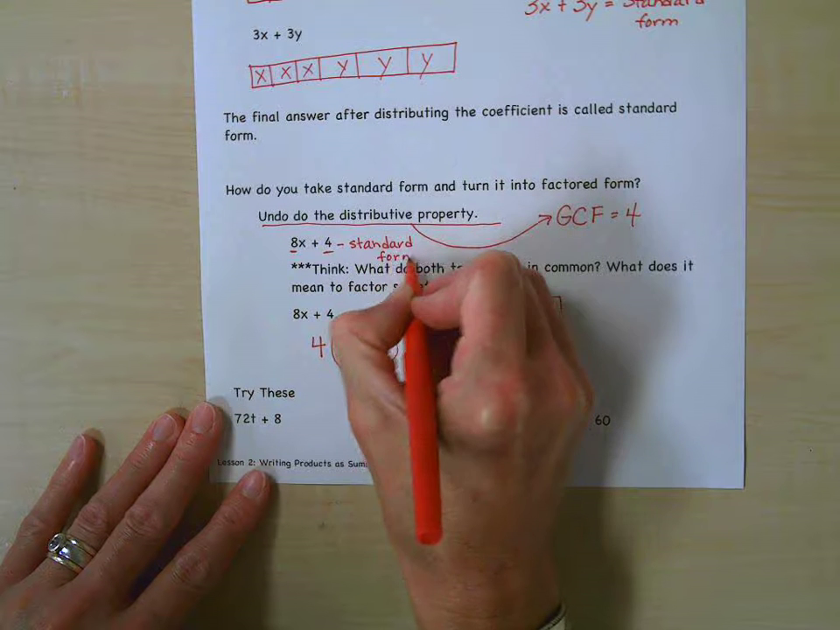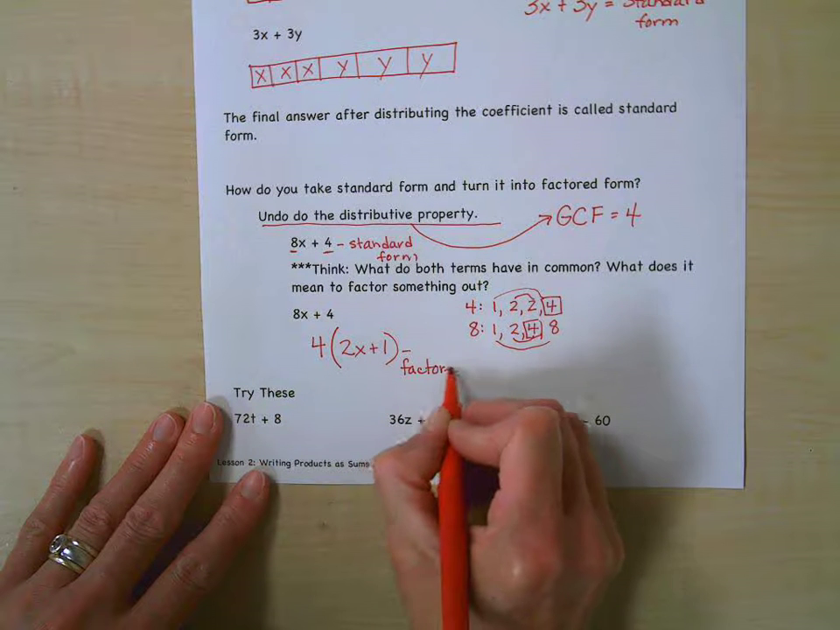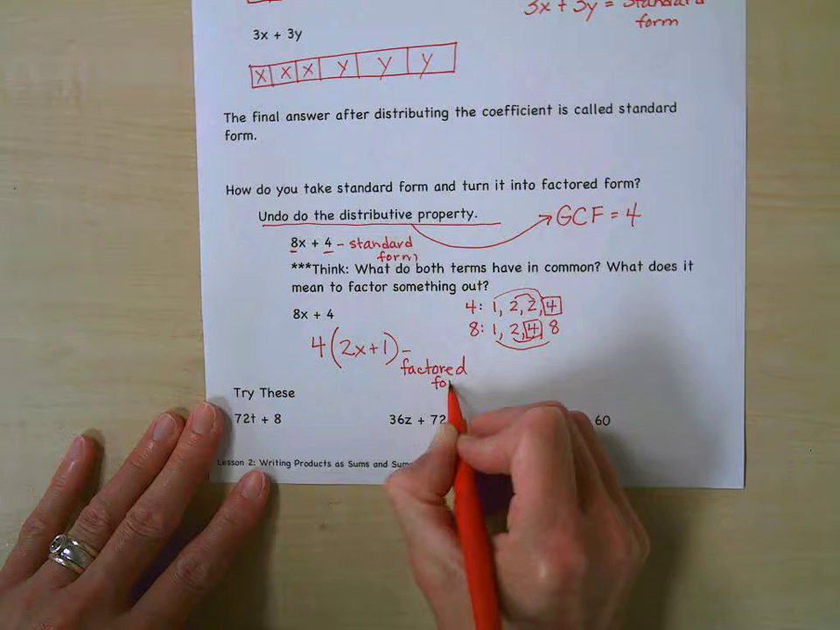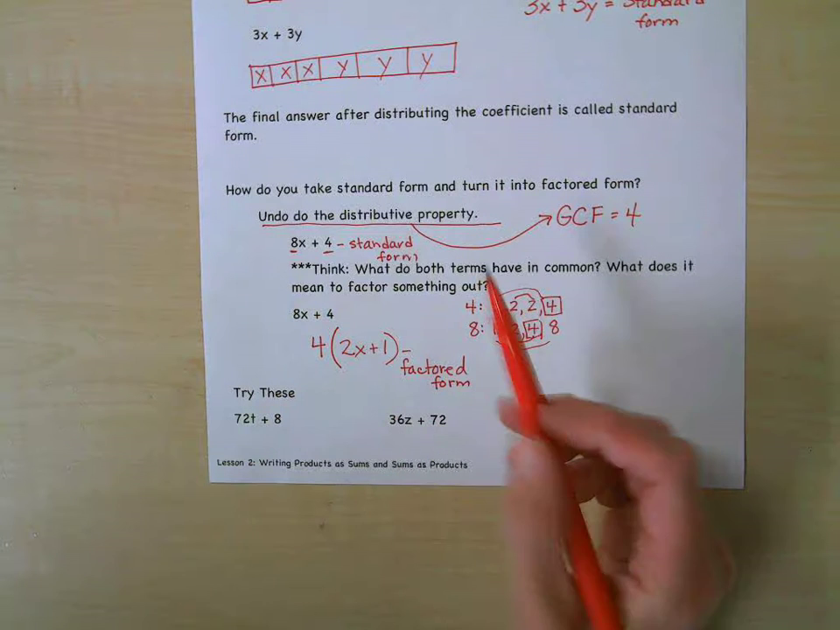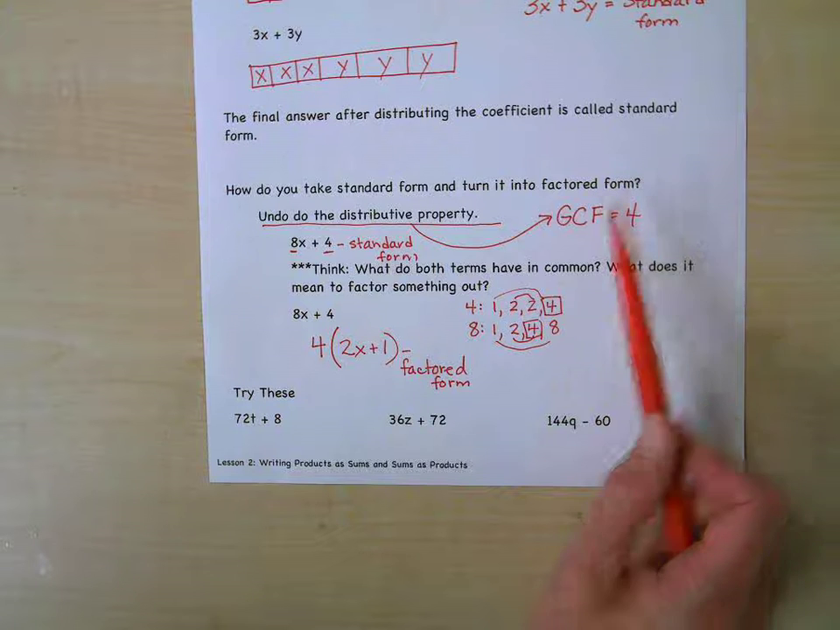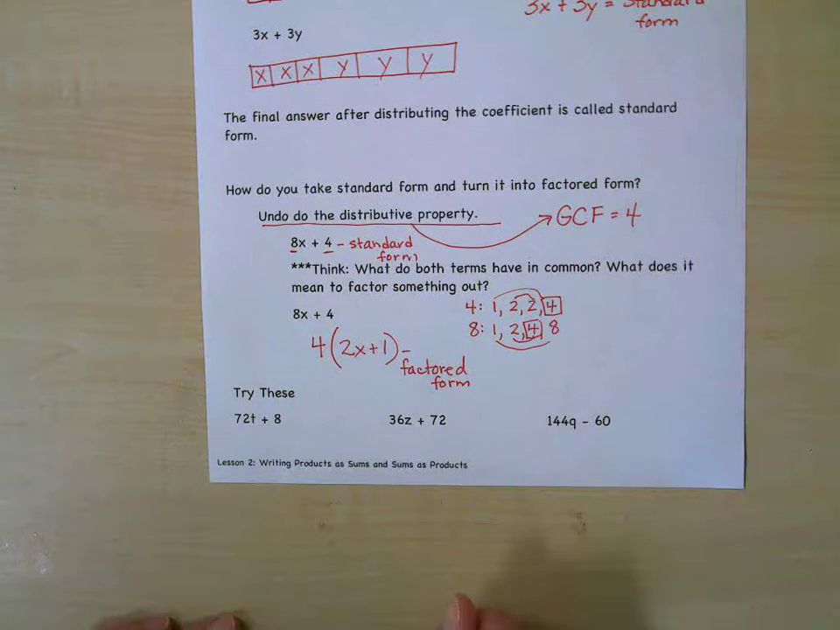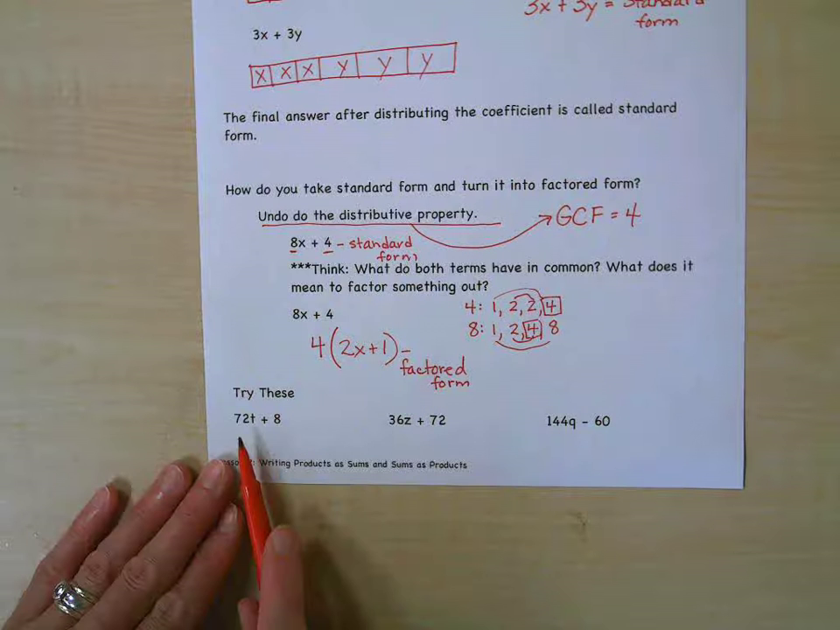So remember, this is standard form. Okay, and this is factored form. So you just did it backwards. So in order to be successful with undoing distributive property, how you change standard form into factored form is you have to find the GCF.